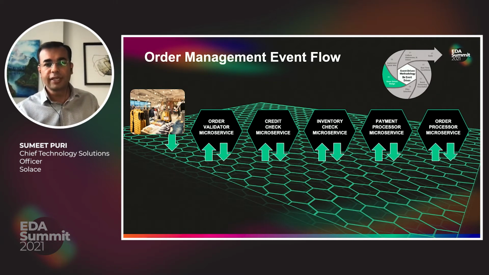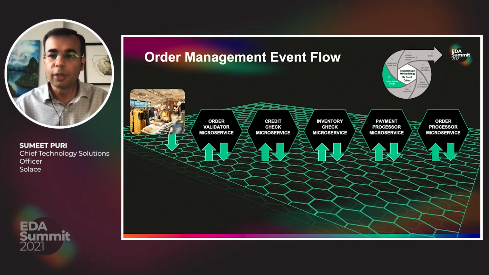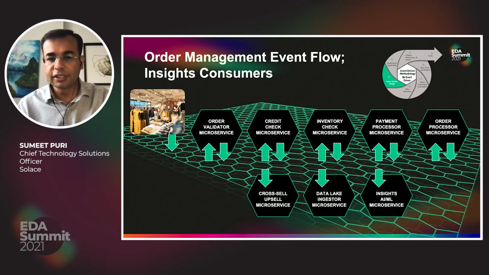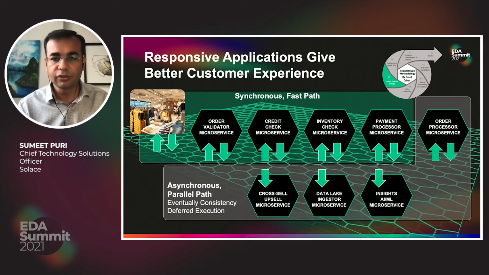So here we are looking at a pattern of order management, where all the microservices that we talked about have their topics that they produce and the topics that they consume. And then there are certain other microservices such as cross-sell, upsell, data lake, and AI/ML microservices who are also listening to these events. If you look at this process closely, and you can basically do this for every process that you have, every series of interactions between these microservices will have a synchronous path and an asynchronous path. And that's how you get deferred execution and eventual consistency using the mesh.